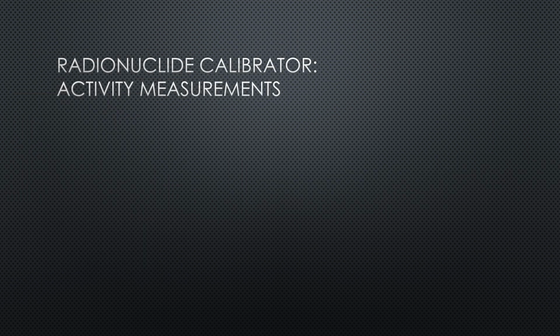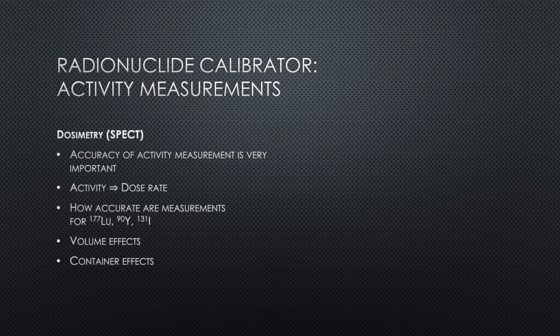Radionuclide calibrator measurements are always important to us in nuclear medicine because they help us record the activity as a surrogate of the dose that we give to the patient. But in radioligand therapy, the accuracy of these measurements becomes particularly important because it will help us determine the actual dose rate and therefore the dose that the patient receives. And while we're usually quite confident of measurements of diagnostic radionuclides such as technetium-99m, we're not always as confident with other radionuclides such as lutetium-177, yttrium-90 and iodine-131, and may also need to consider volume effects and container effects more too.